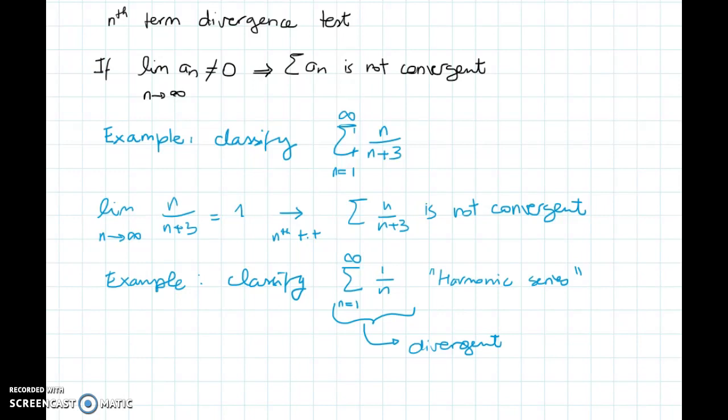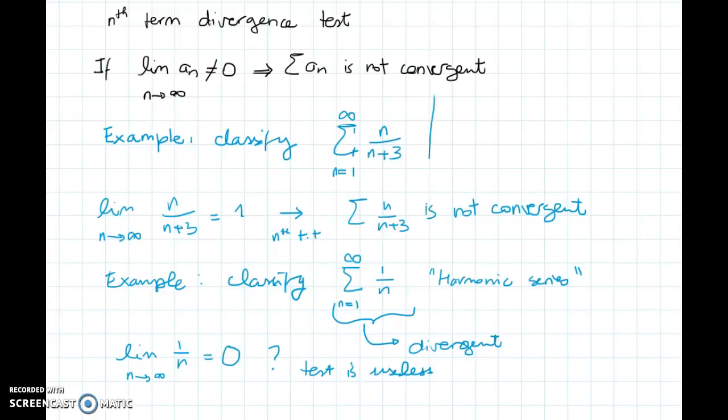But what if we try to apply the n-term divergent test to this series? Well, we'll try to see what happens with the limit as n approaches infinity of 1 over n. And this limit is 0. So if the limit is 0, we cannot say anything about the associated series, because the result says if the limit is not 0, then something happens. If the limit is 0, then the test is useless. And in this case, we know the test is useless, but at the same time we know that the series is divergent.